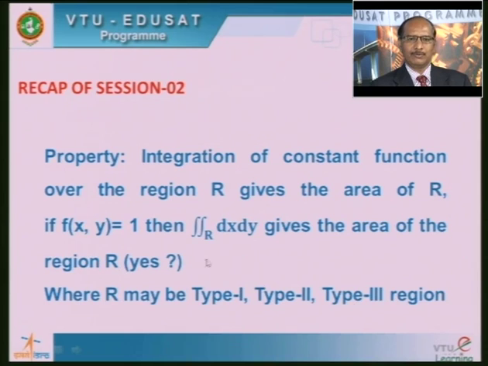Where R may be any of the types. Type 1, when all the limits are constants, gives the area of the rectangular region. It may be type 2 or type 3. For type 2 and type 3, you know that one of the limits are functions of x or functions of y. So that area is given by the double integral if f(x,y) is equal to 1.